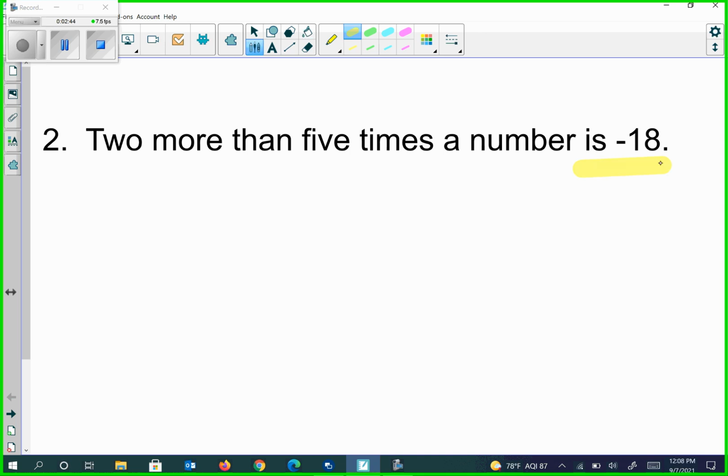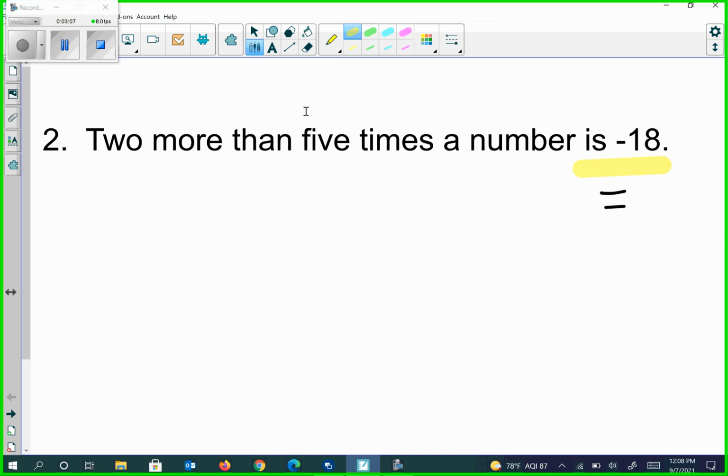I'll underline that and say, hey, what does "is negative 18" mean in math? So we know we have an equals, so it's going to be equal to negative 18. Okay, actually I won't show that yet. So you have that for you come Thursday. Okay, now I'm not done.